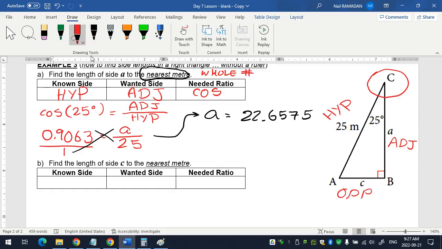I need to cut. I'm going to use the red line to cut. I need to cut right here. What do you think? Does that stay as 22, or does it become 23? It becomes 23 because that 6 bumps up the digit before it to 23.